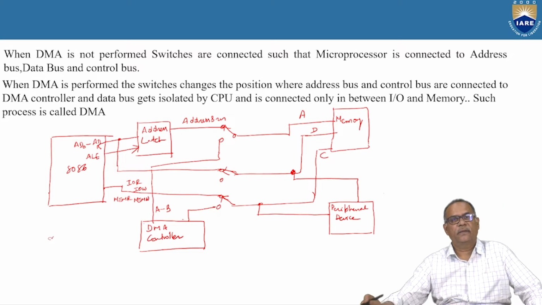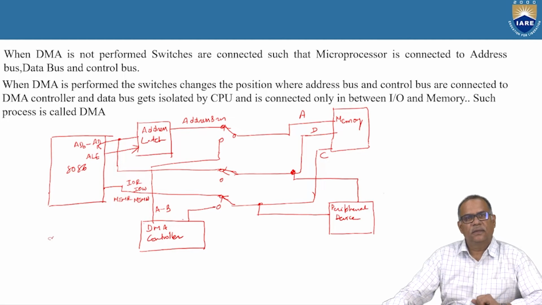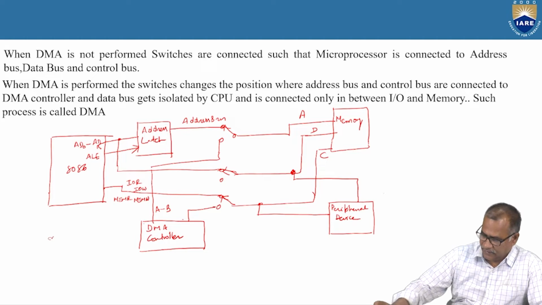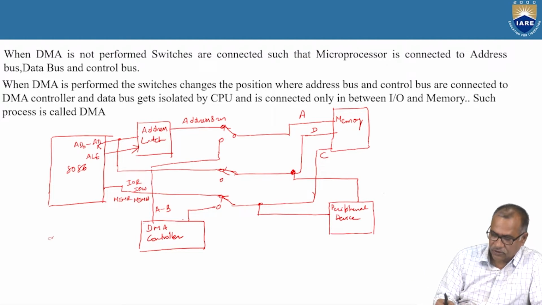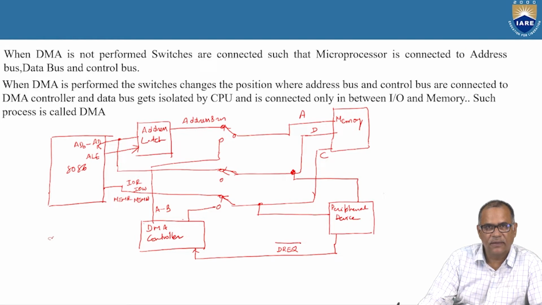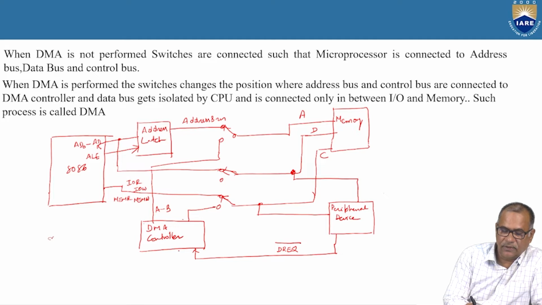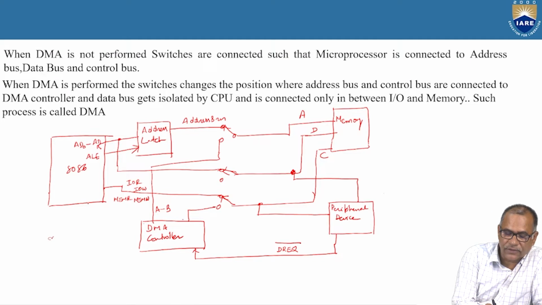So the peripheral device, whenever it requires the system bus for the DMA transfer, sends a DMA request to the DMA controller. It sends the DREQ signal to the DMA controller. This is an active low signal, DREQ, which is sent by the peripheral device whenever it wants to do the DMA operation. And when the DREQ signal is given to the DMA controller, it sends a hold request to the microprocessor.